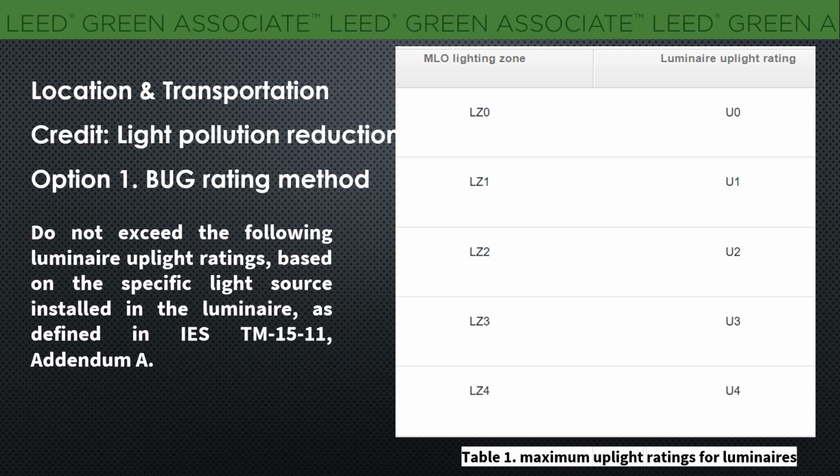Now let's look at option 1, that is the BUG rating method. We have a table showing the maximum applied rating for luminaires, in which we have MLO lighting zone. MLO is Model Lighting Ordinance, and luminaire uplight rating. So do not exceed the following luminaire uplight rating based on the specific light source installed in the luminaire as defined in IES TM-15-11 Addendum A.